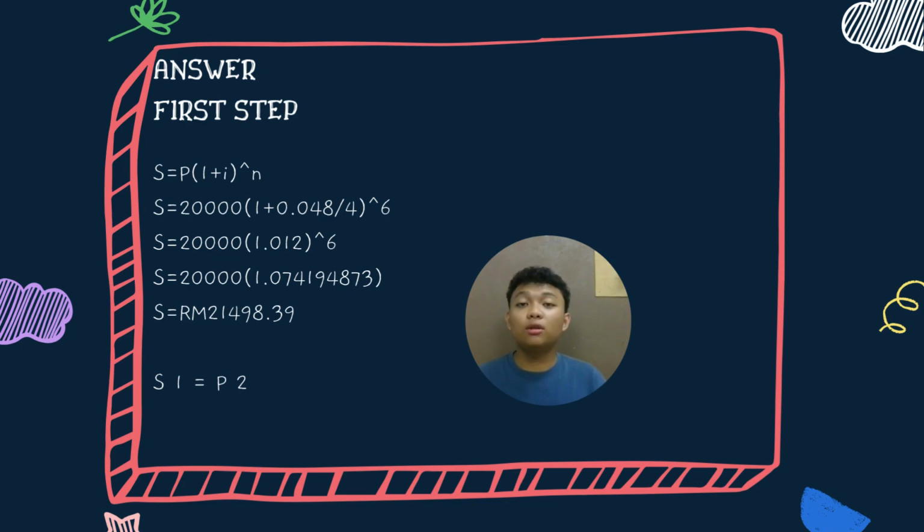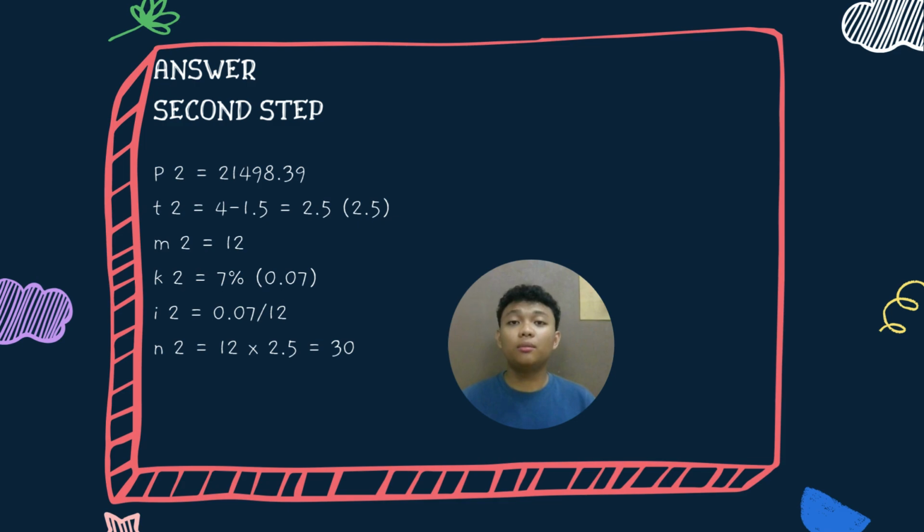So 20,000 open bracket 1 plus 0.048 divided by 4 close bracket power of 6, and we're going to get 1.012 power of 6. After that, we get 1.074194873, and the future value for the first step is 21,498 and 39 cent, and the future value S1 is for the P2.